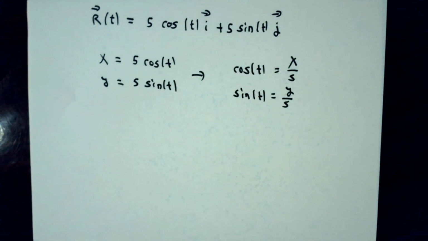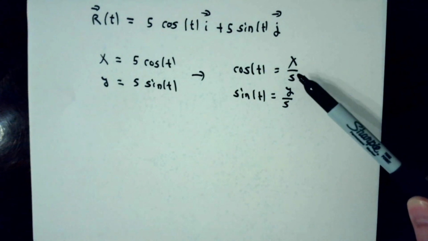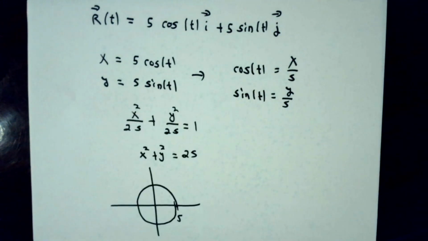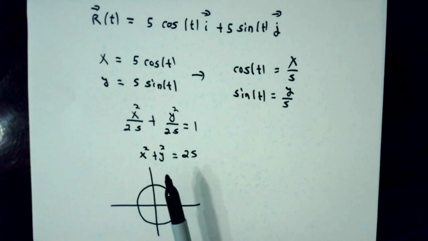No matter what the value of t is, cosine squared of t plus sine squared of t is always 1, so that means that this number squared plus that number squared always has to be 1. That tells me that x squared plus y squared has to be 25, and everyone will remember that this is a circle centered at the origin of radius 5. What this equation doesn't tell me, though, is how these points are traced out.